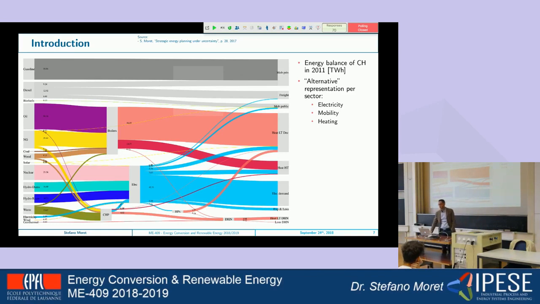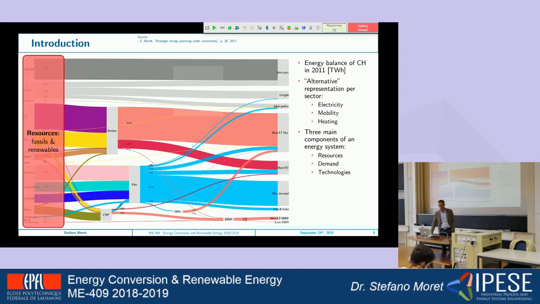And here you see also the three components that I mentioned before, and I'm going to discuss now. That's why I put on the blackboard the organization of things in this structure. So the three main components of an energy system are, first of all, the resources. We will look at what the fossil and renewable resources are that are available in a system.